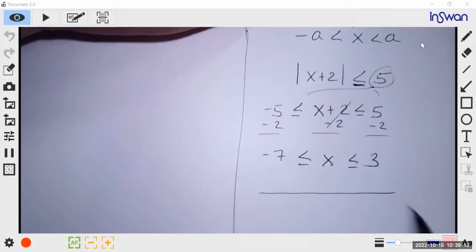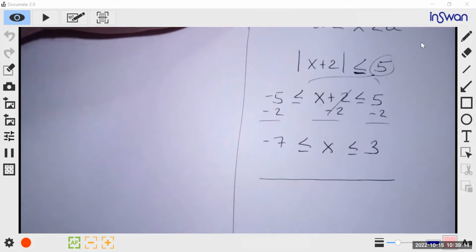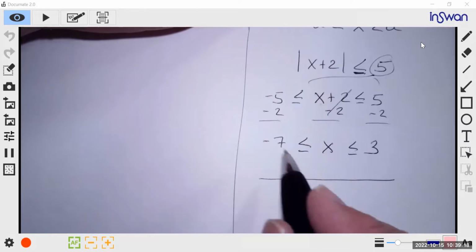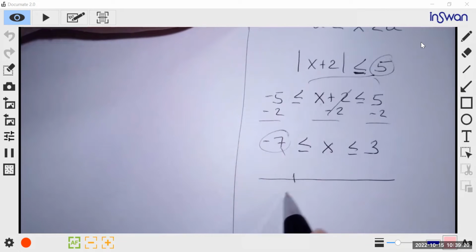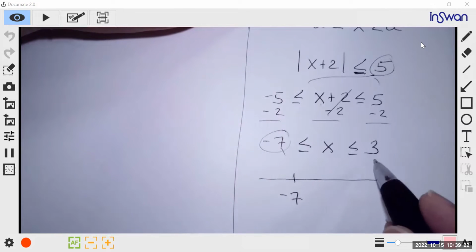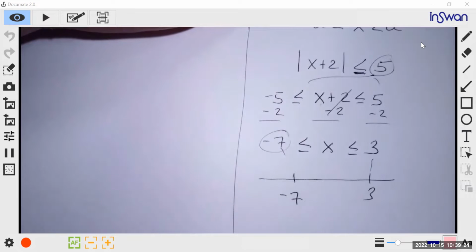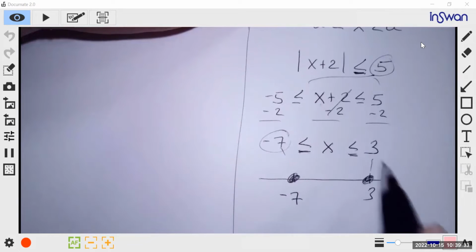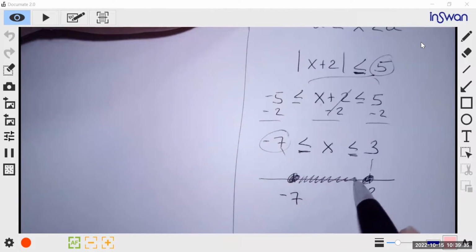How would you graph that? There's negative 7. There's 3. Are they open or closed circles? They're closed because they're equal. And x is between there.